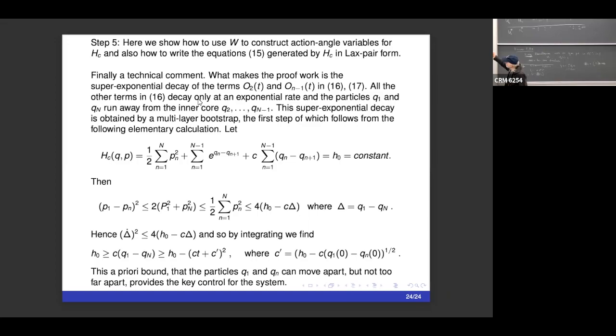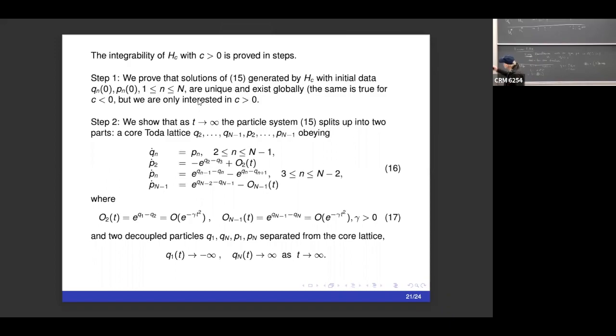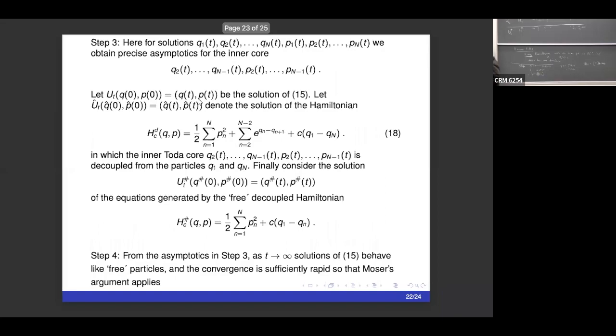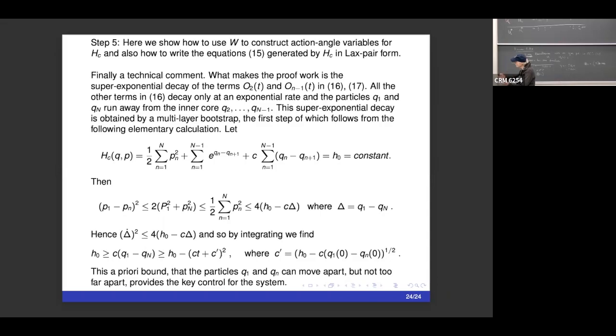Okay, let me just finish off by saying, as a technical comment, that the key is to prove that these terms, O(t) and O(N minus 1) in equation 16, are absent. Then you just have a system of N minus 2 open particles. This is the key to prove, and you prove it by a bootstrap argument which goes through many steps.